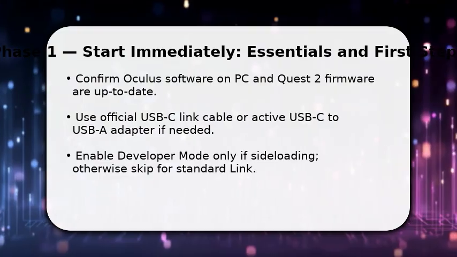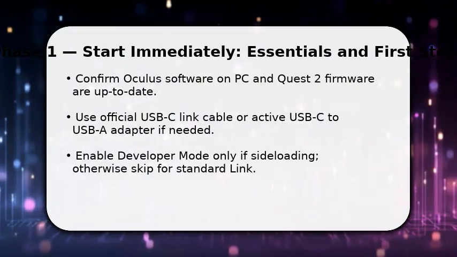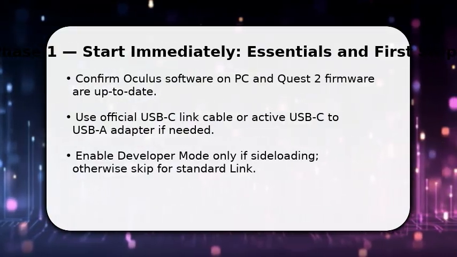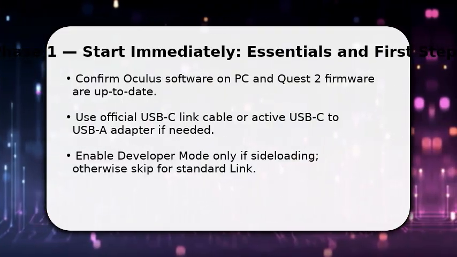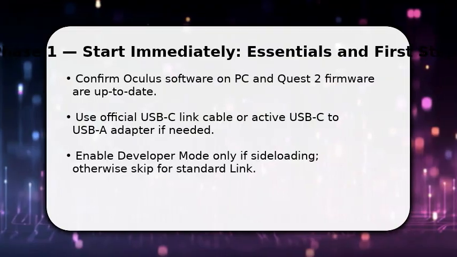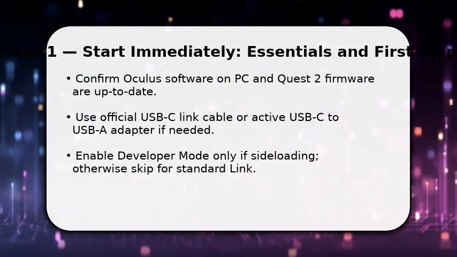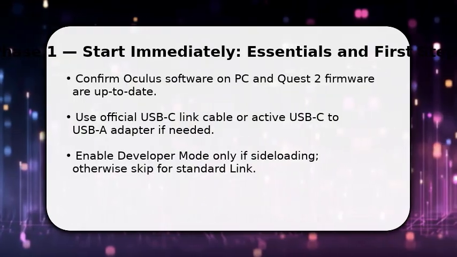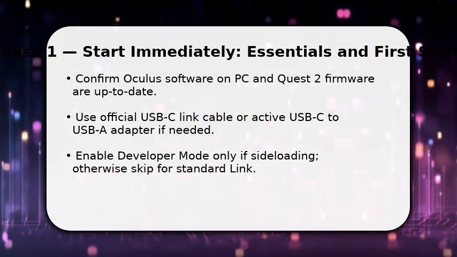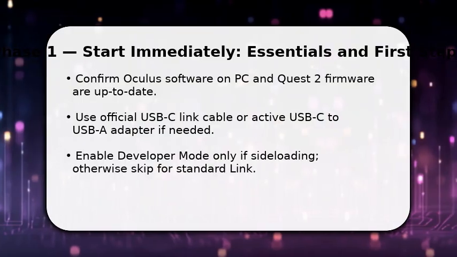You'll start by checking versions and connections. This avoids handshake failures. Plug the link cable into the PC's USB 3.0 port and the Quest 2 USB-C. Once done, put on the headset and accept the USB data prompt inside the Quest. Allow data access. Make sure the Oculus PC app is running and signed in to the same account.